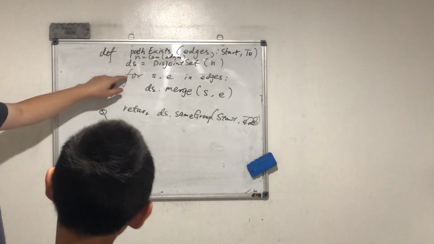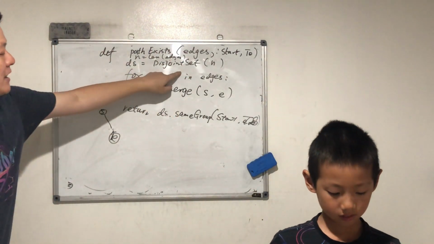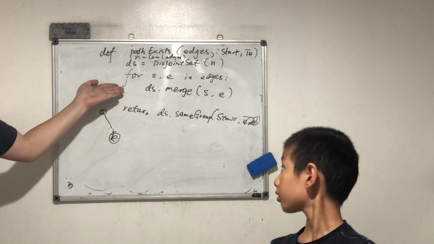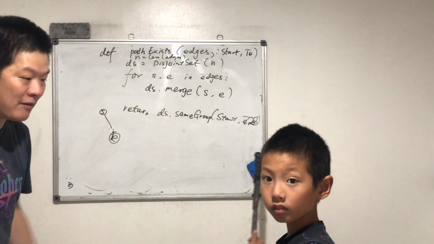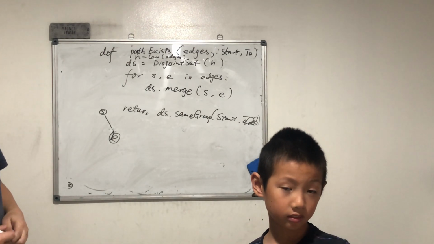So remember before we used depth first search and breadth first search, but with the disjoint set, look how simple it is. The implementation is simple, right? Am I right? Do you understand? That's okay.